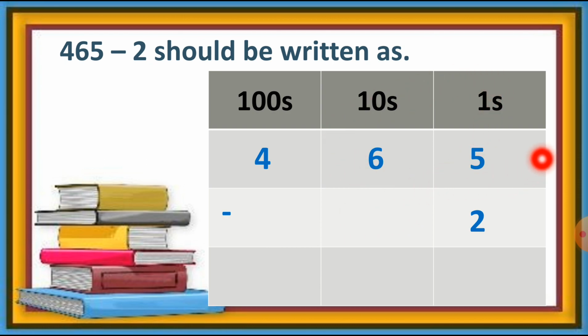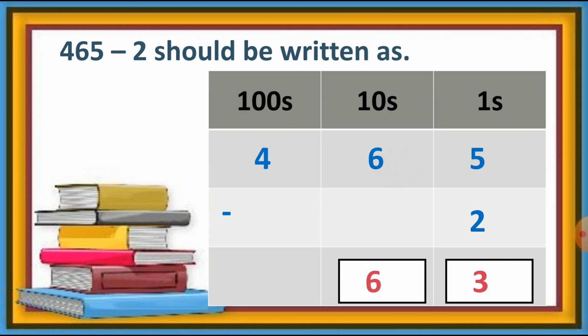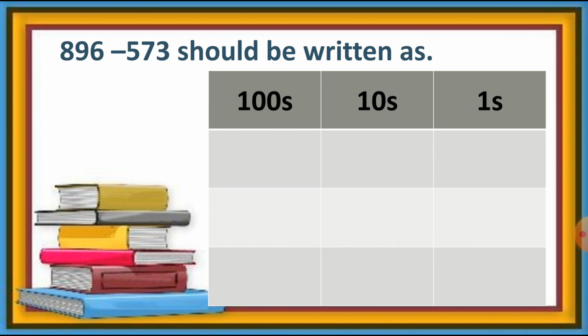Now we can solve this sum with the ones column. 5 minus 2 is equal to 3. Now there is nothing to subtract from 6, so we can write down this 6 as it is here. Same with the hundreds column. There is no number, so we are not subtracting any number from the 4. So we can write down this 4 as it is. So here our answer is 463. This way we can solve the sums.